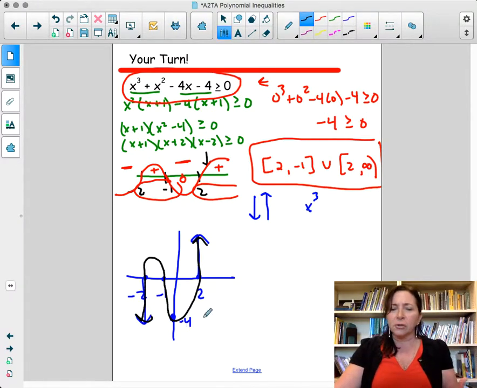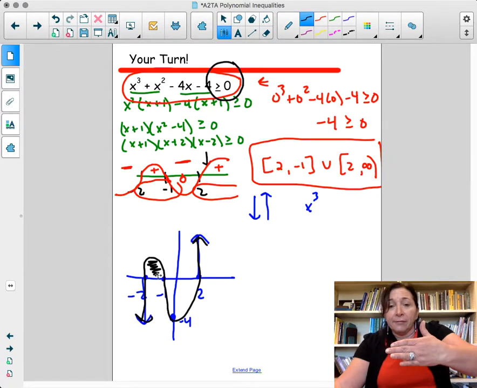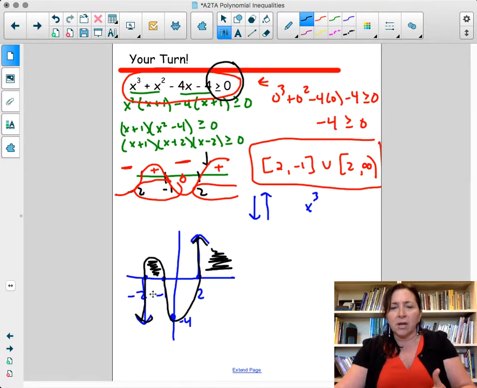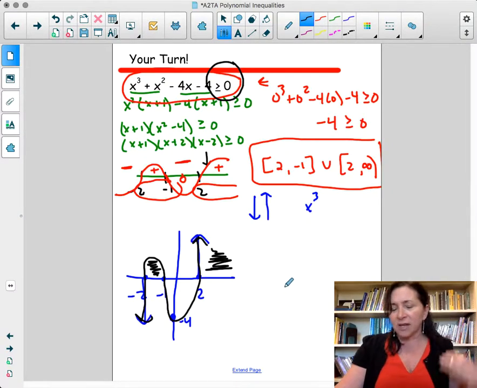I can also look at my graph and ask where is my graph, again, for the original question, greater than or equal to 0. Here it is, greater than 0, above the x-axis. And here, it's greater than 0. So there's your interval, -2 to -1 and 2 to infinity. Just because we're using sign pattern testing doesn't mean that's the only way you can solve this problem.